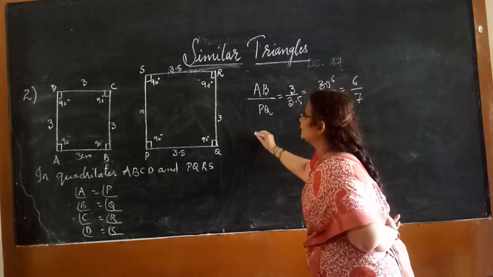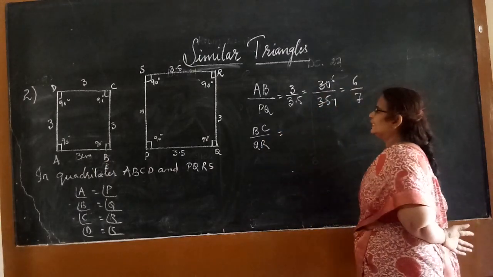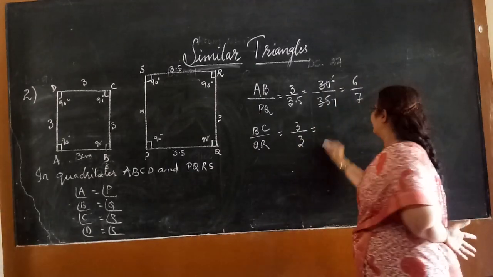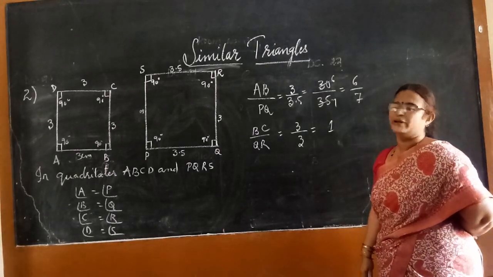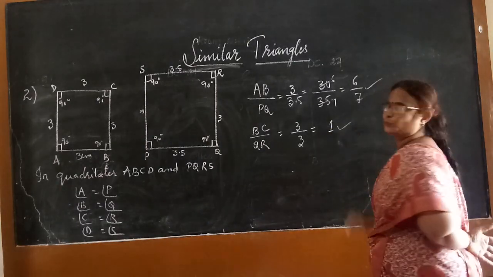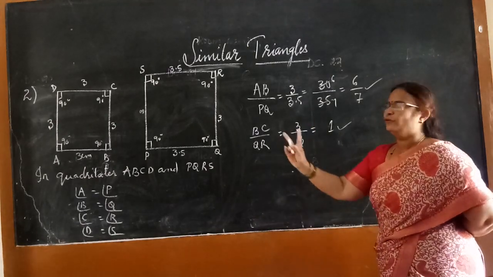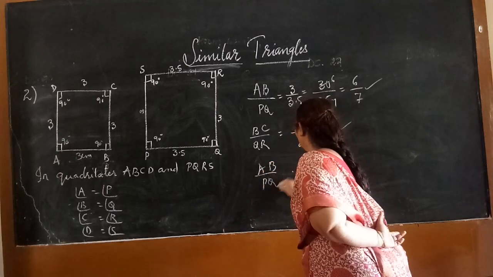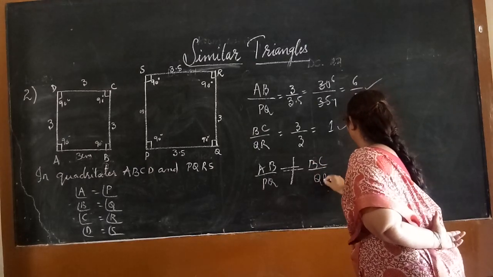The other ratio of the corresponding sides is BC by QR. BC is 3 and QR is also 3. 3 by 3 is 1. Further, we did not consider another pair of corresponding sides. Why? The first ratio is 6 by 7 and the second ratio is 1. Both are not equal. Ratios are not equal. Therefore, the two figures are not similar. AB by PQ is not equal to BC by QR.